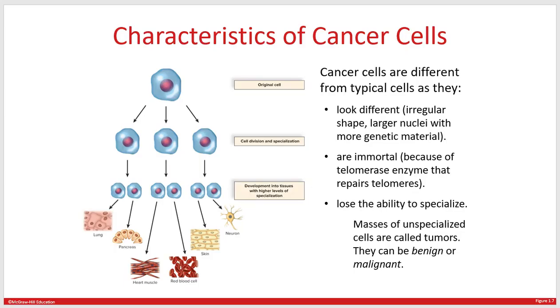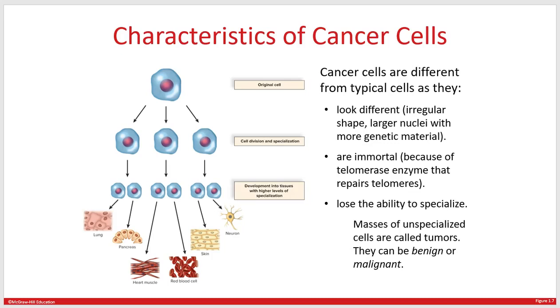First of all, we want to look at characteristics of cancer cells. They're pretty different from typical cells in that they look different. They have different shapes. Their nuclei can be larger. There can be more DNA in them. Cancer cells sometimes are affected by genetics anyway. And one of the strange things about cancer cells is that they are immortal.